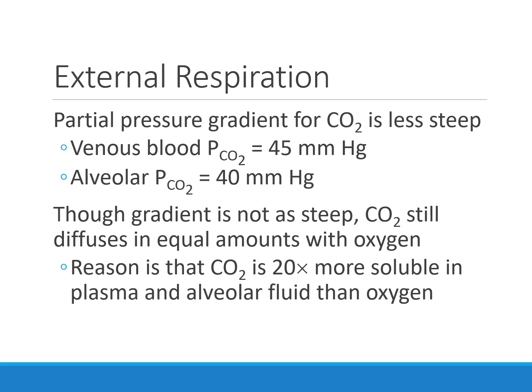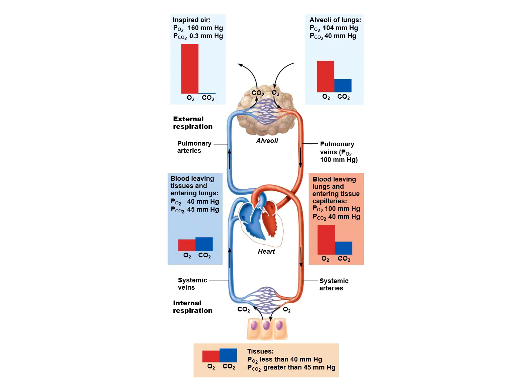The partial pressure gradient for carbon dioxide is less steep. In the venous blood, it's about 45 millimeters of mercury. In the alveoli, it's about 40 millimeters of mercury. So even though that gradient is not especially steep, carbon dioxide still diffuses in equal amounts with the oxygen, because carbon dioxide is 20 times more soluble in the blood plasma and alveolar fluid than oxygen is. And so they're showing you some pictures of what that looks like. So in the different vessels and the different structures, you can see the differences between the amounts of oxygen and carbon dioxide that you have in different tissues.